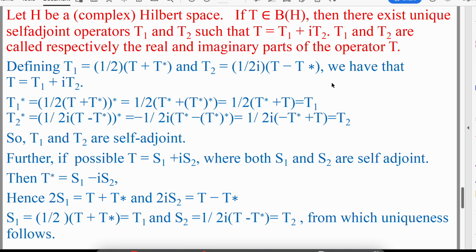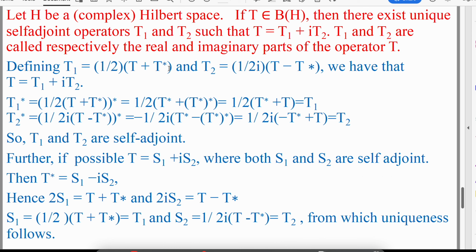So now we will prove one result. Let H be a complex Hilbert space. If T belongs to B(H), then there exist unique self-adjoint operators T1 and T2 such that T is equal to T1 plus iota T2. Here T1 and T2 are respectively called the real and imaginary parts of operator T.